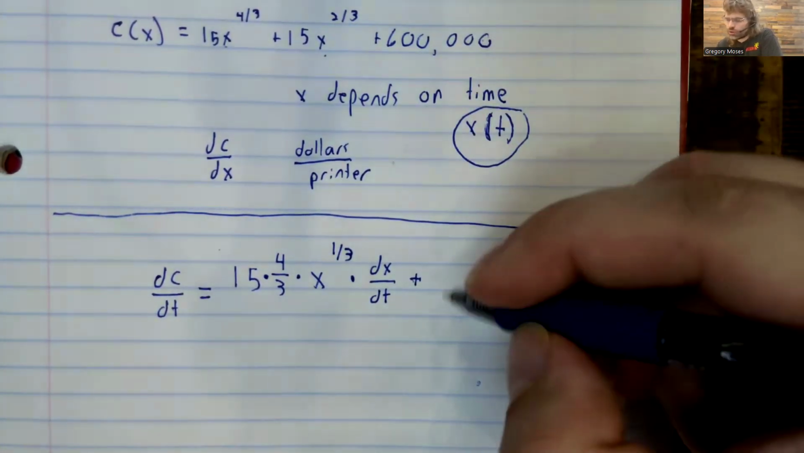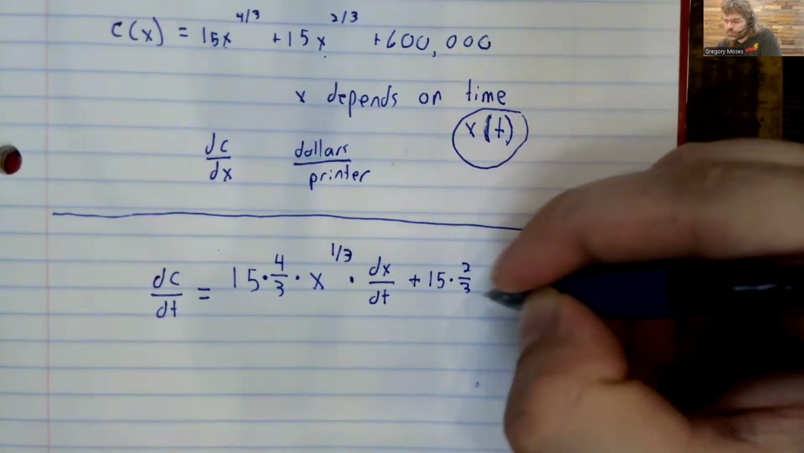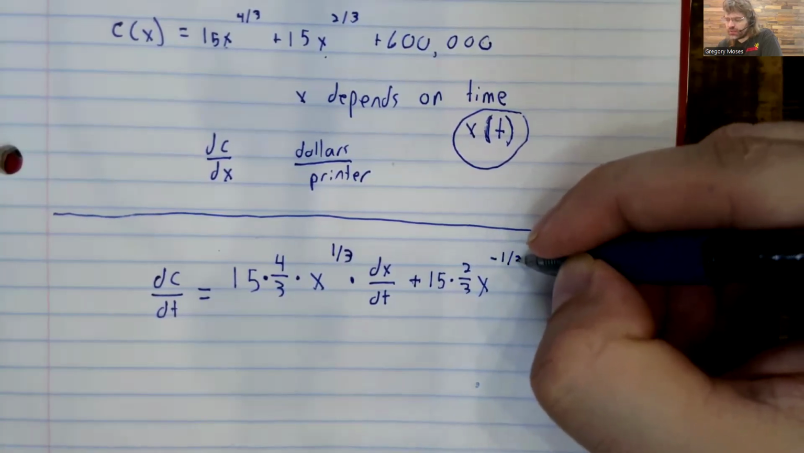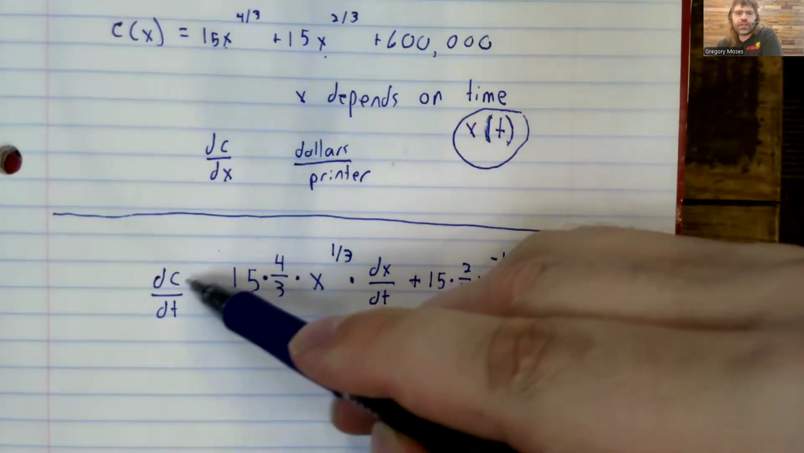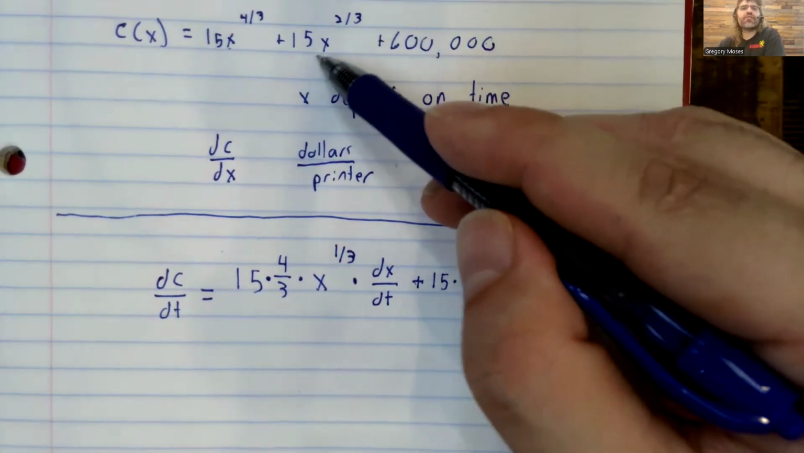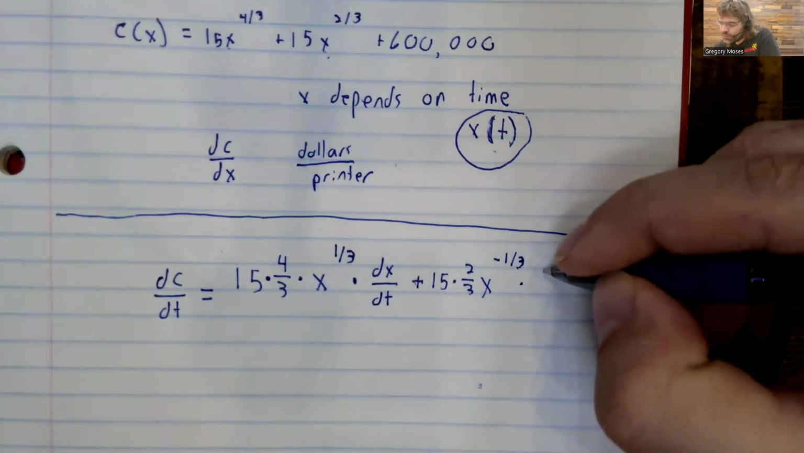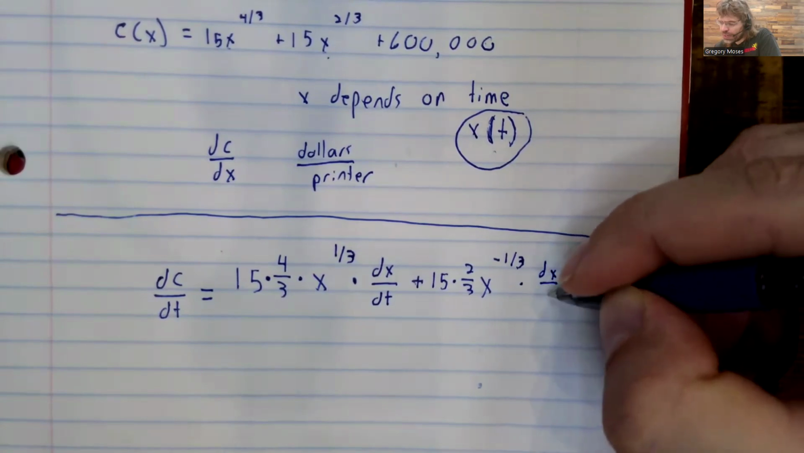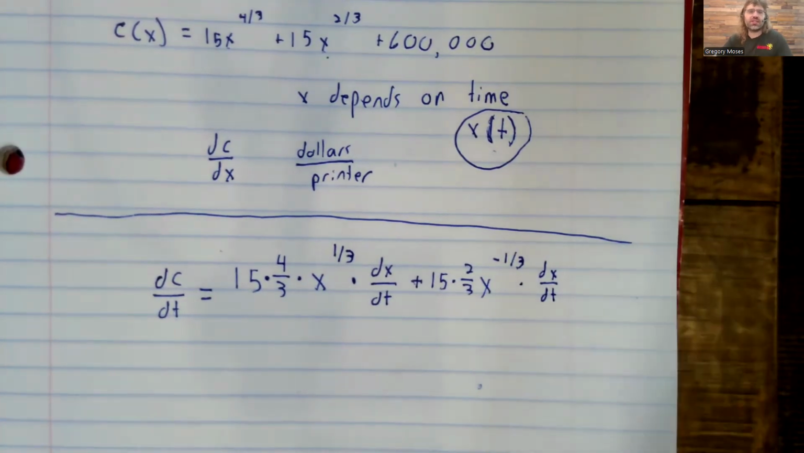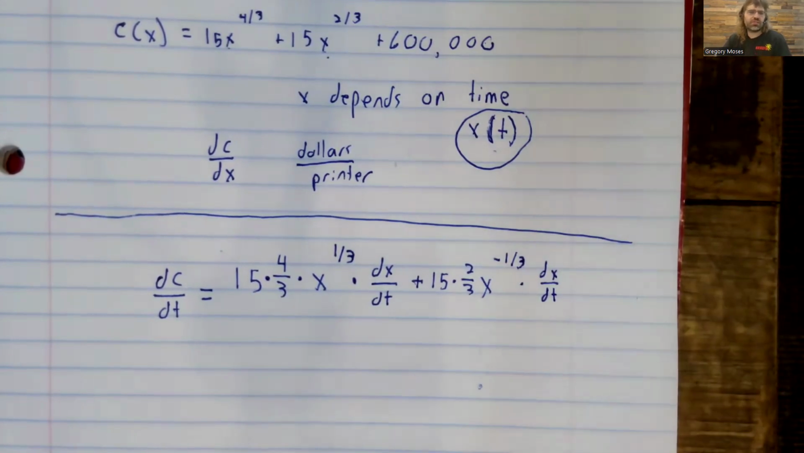Likewise, with the 2/3, the 2/3 comes down. 2/3 minus 1 is negative 1/3. But we're differentiating with respect to time, and x is a function of time. We have a function raised to a power. We're taking the derivative. The general power rule gives us a dx/dt. And then the derivative of 600,000 is still just 0.